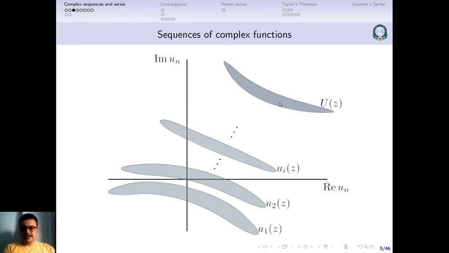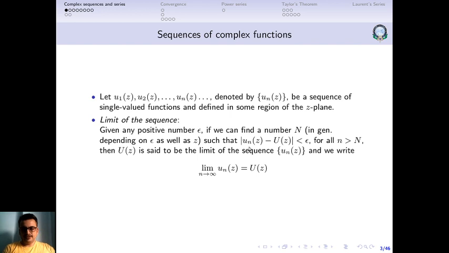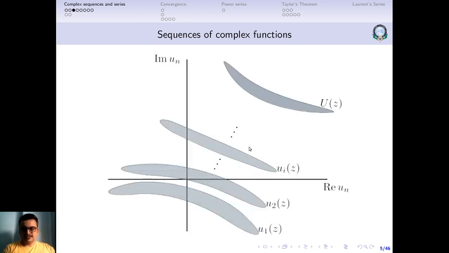Again, all of these functions are functions of z. So the z is common, so we could have some region over here, and this region contains all our z values. For each and every z value, this function will take a value here, this function will take a value here, and this function will take the value here. Now we say that this function is the limit of this particular sequence of functions. When does that happen? The definition is already given here, but graphically what happens is basically this.